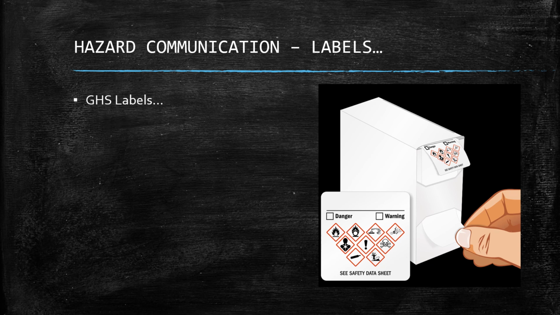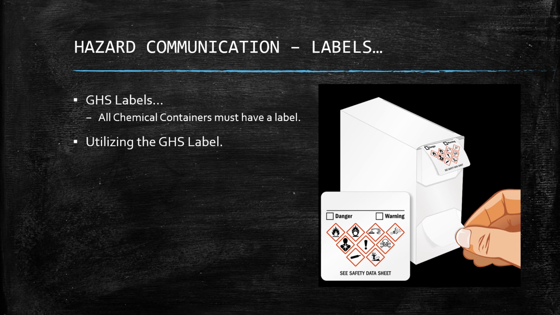Using GHS labels. All chemical containers must have a label. If you identify a container without a label, whether the original label has been damaged or it is a secondary container, blank labels are available to properly label the container.